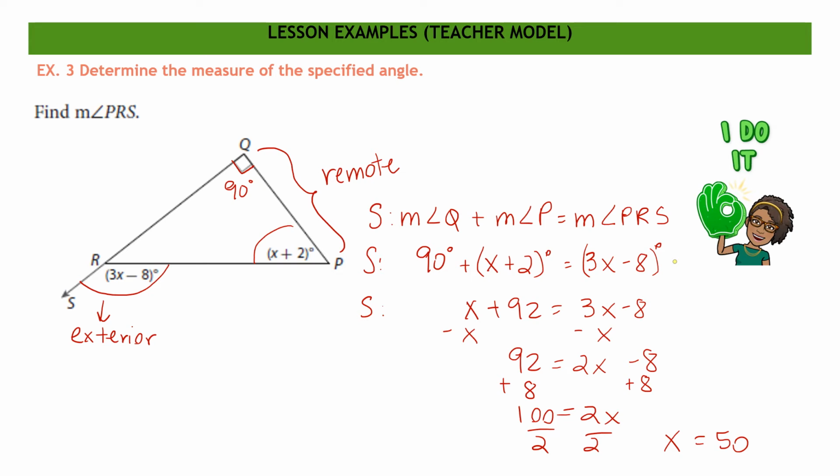But my goal was not to find the value of x, my goal was to find the measure of angle PRS. So to find that measure, I'm going to take what I have for PRS and substitute the value of x. So I have 3 times 50, which gives me 150, subtracting by 8, which gives me 142 degrees. So I know this angle right here is 142 degrees.